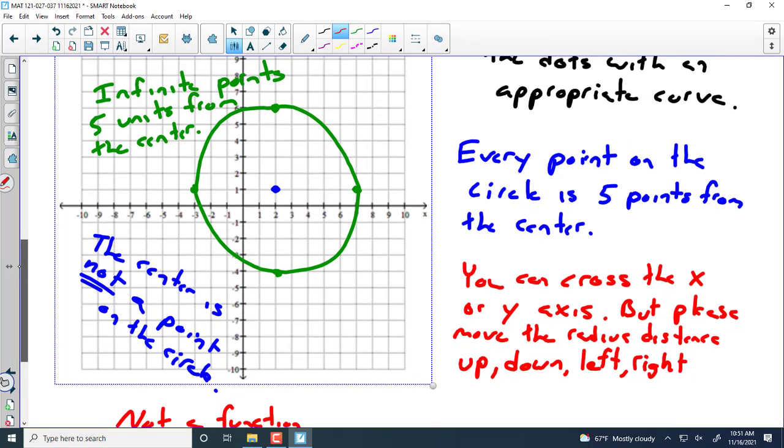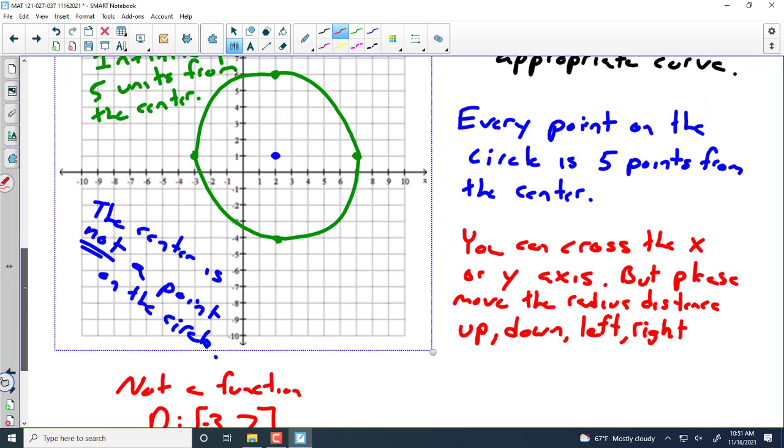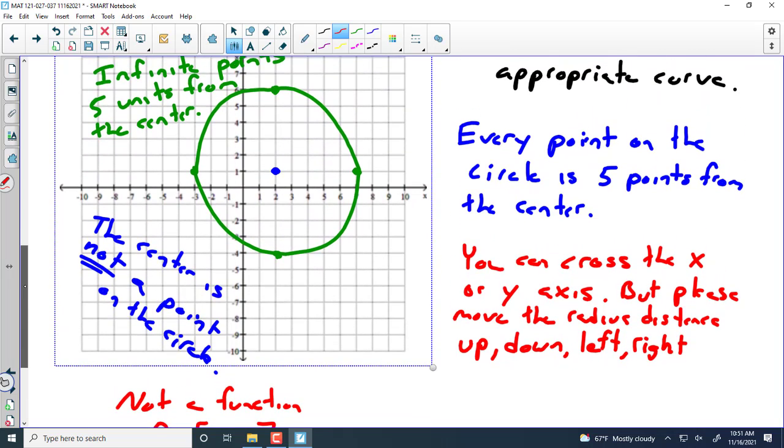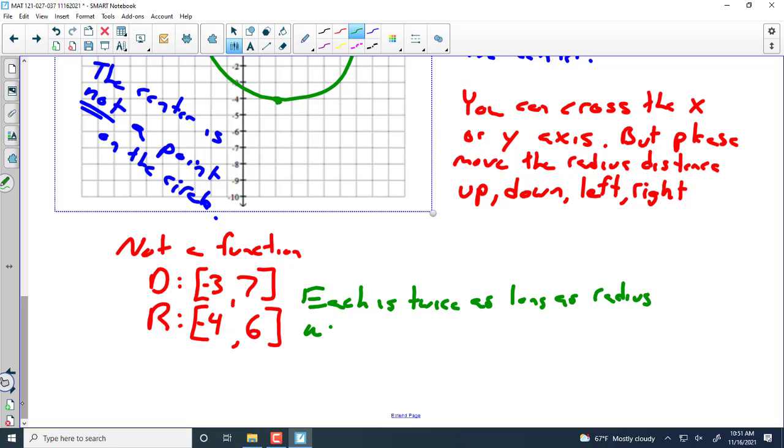This one seems to go from -3 to 7 on the domain, on the x-axis. And what does it do on the y-axis? -4 to 6. Each is twice as long as the radius. Use brackets, not parentheses.